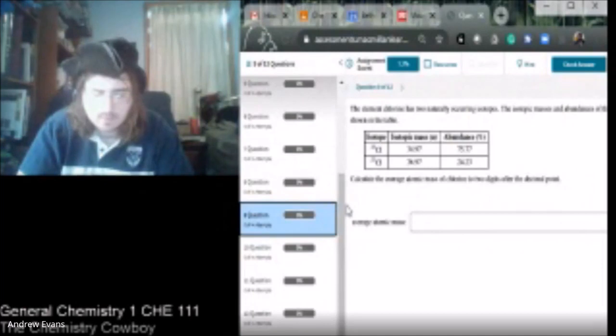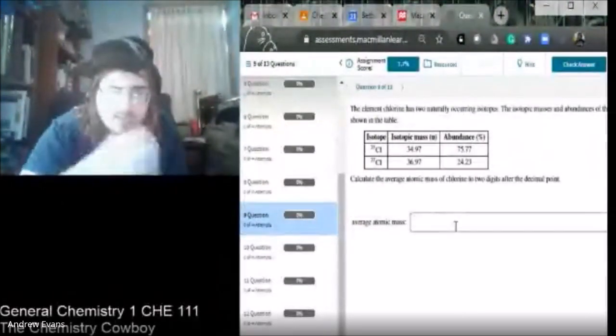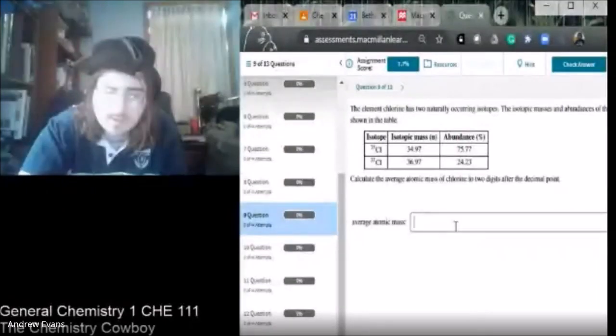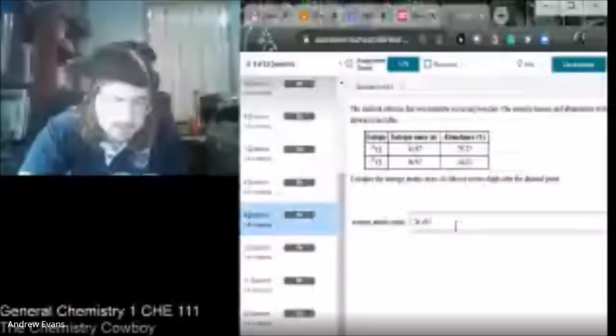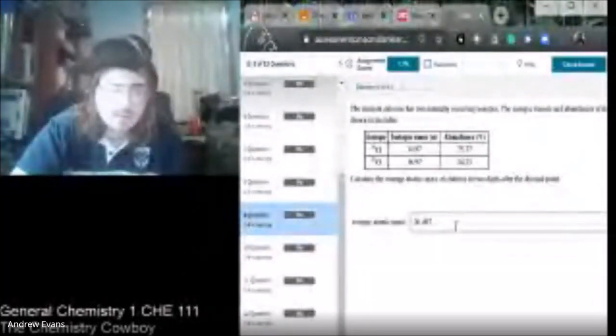So I'm going to do this one. Unfortunately, I can't really show you too well. I don't have a board or whatever. So just work it out with me. So I've taken 34.97 multiplied by 0.7577. If I do that, I'm going to just write this down in the blank, even though it's wrong. 26.497. Okay, that's that first number.